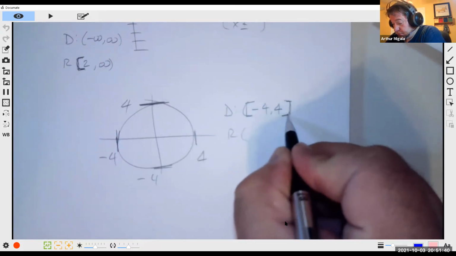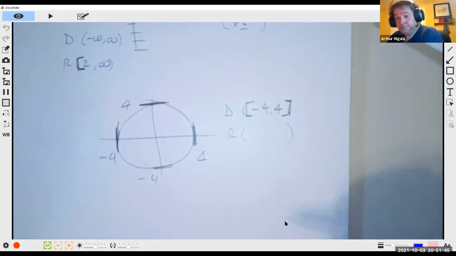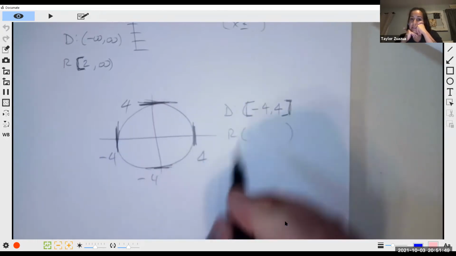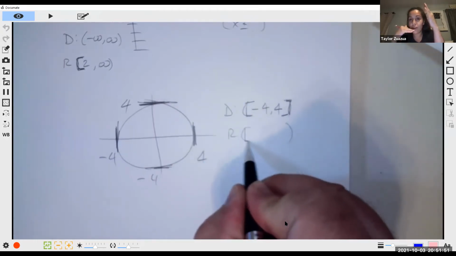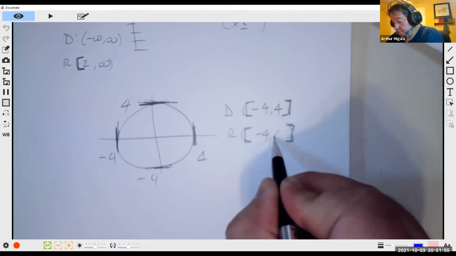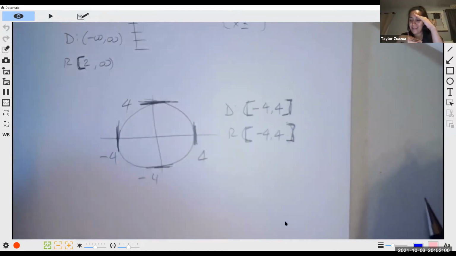Yes, you can, but use brackets, because they're the ends of the circle. And the same for your range, which would be your Y's, -4 and 4. Right. Gotcha, because it's basically capped at it.